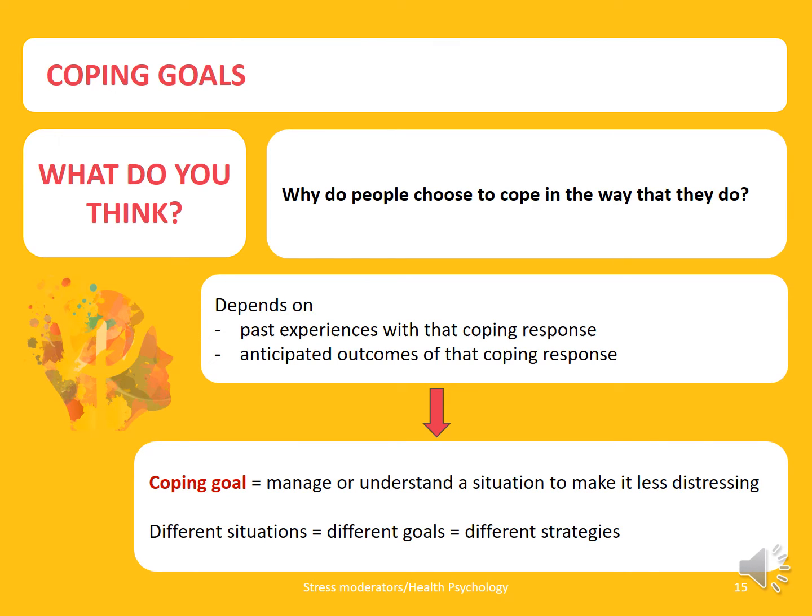The general purpose or goal of coping is to manage or understand a situation to make it less distressing, with an inherent need to maintain one's self-esteem and self-image and to maintain good relations with others. But such a goal is very situation specific, and unless we know why a person chooses to cope in a particular way, in terms of what they hope to achieve, what their goal is, we cannot tell whether or not that particular coping strategy makes sense and has been effective. People use different coping strategies, often simultaneously, because each one is aiming for a different goal, which might be short-term or long-term.